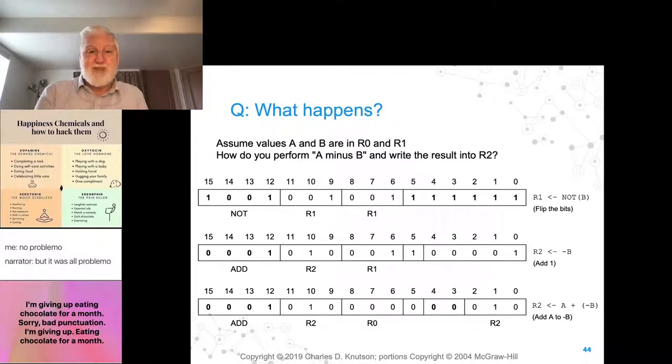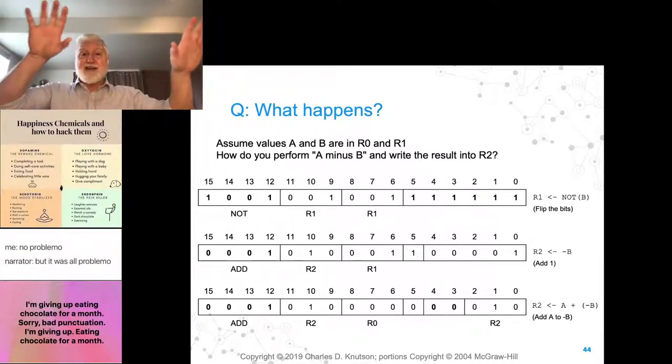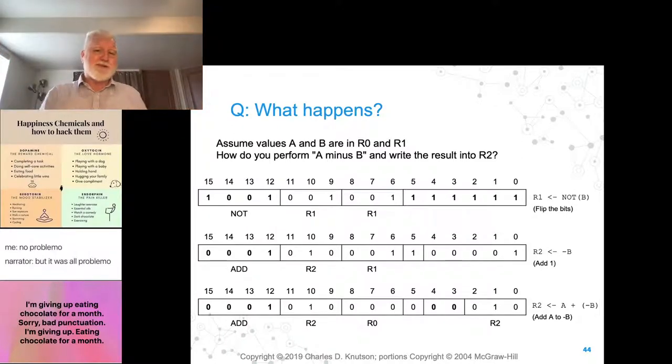For real. That's a 6-byte program to do this really, really simple thing, which is to perform A minus B, so long as A is in R0 and B is in R1, and put the result in R2. That's it. You see how we start with that abstraction again? Like, yeah, do A minus B. And then it breaks out into this.